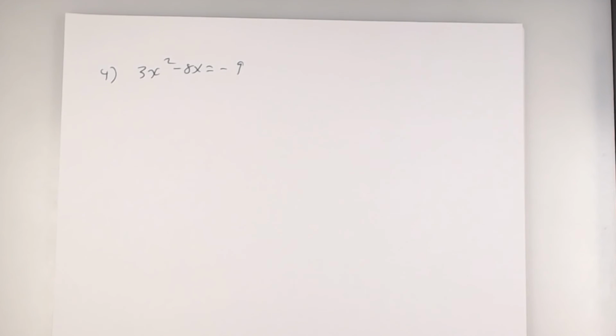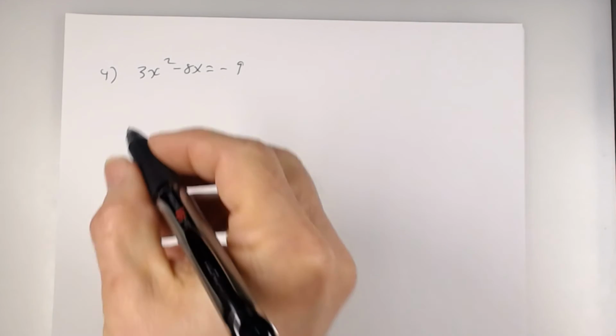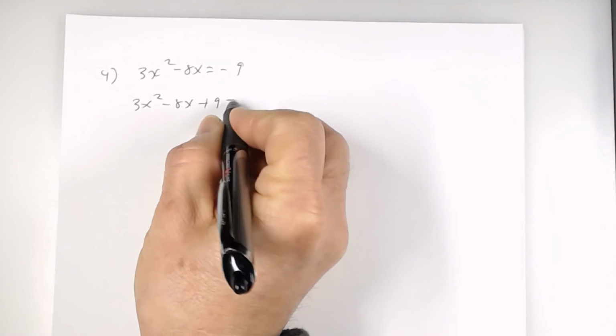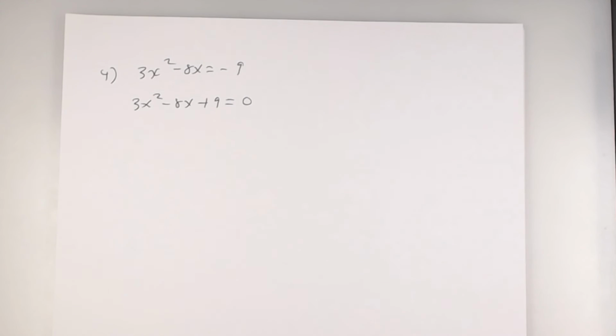Next Saturday at the end of the class period when you take that quiz, what are you going to do first? Put it in standard form. So what are you going to write? Okay, good. So 3x squared minus 8x plus 9 equals 0. All right, first thing you would do.